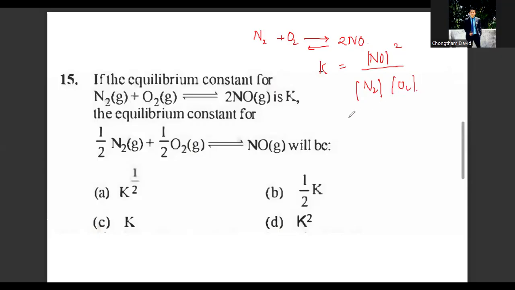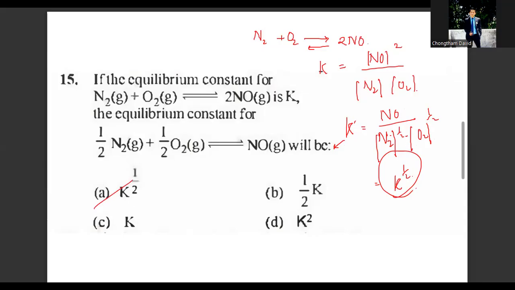Reversing the reaction, after reversal, let us say K prime. This would be NO, I'm writing the equilibrium constant for the new equation, to the power half, because the stoichiometric coefficient is reduced by half. So it would be root over K, because you have to multiply the stoichiometric coefficient to the new equation you have generated. So the answer would be A for question number 15. I hope it is clear.